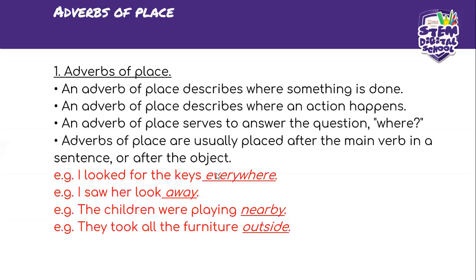So there I have underlined everywhere to show that everywhere is our adverb of place. Everywhere is the place where I looked. Therefore, everywhere becomes our adverb of place. Why? Because it tells us where the action of looking was done. Any question on that?